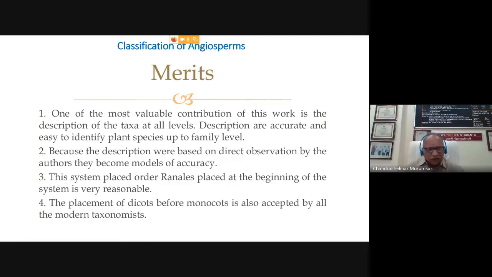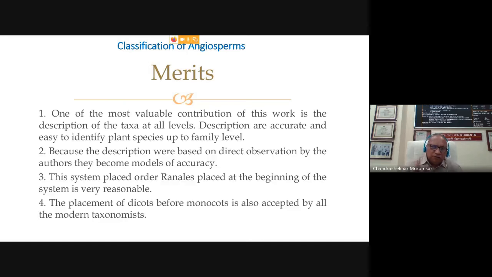Now this system has the advantage that they have placed the order Ranales at the beginning of the system. And today the world has accepted that the Ranales group is the most primitive group among the angiosperms. And that's why, fortunately, Bentham and Hooker placed them at the beginning of the dicot phylogeny, that is in the series Thalamiflorae. Obviously, the placement of dicots before the monocots is also accepted. That means Bentham and Hooker accepted that monocots are more advanced than dicots.